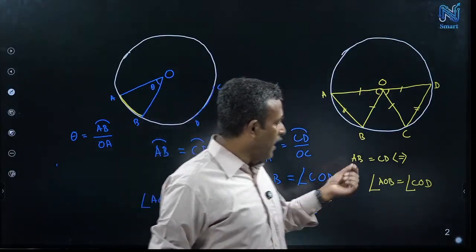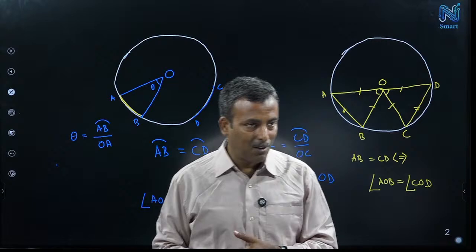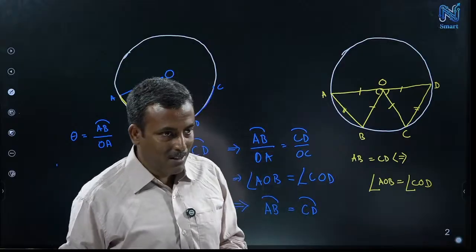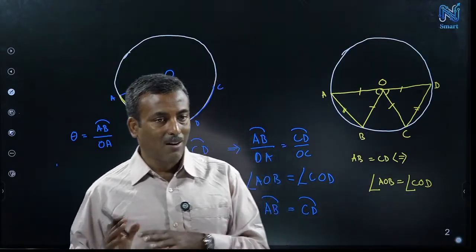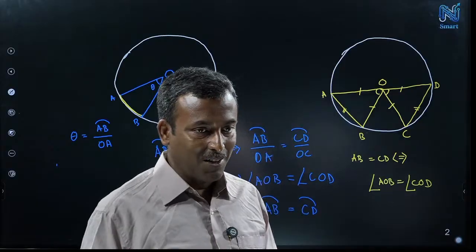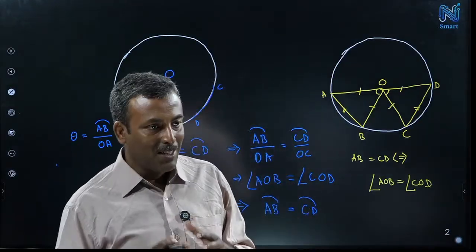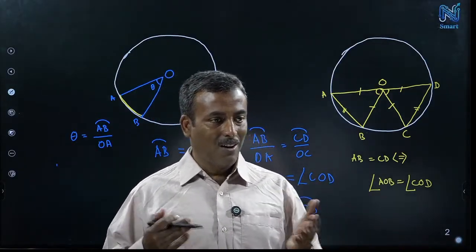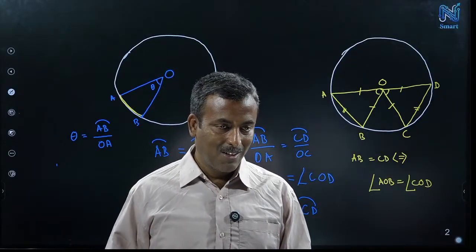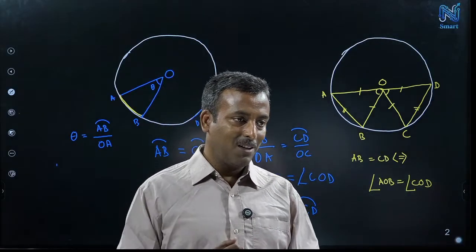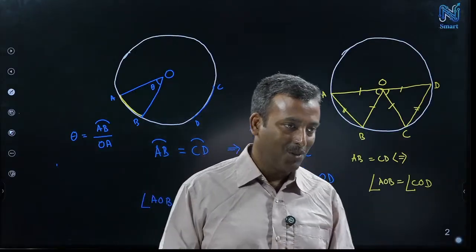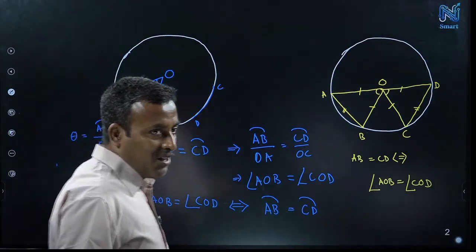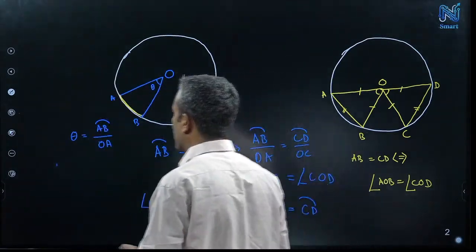That means if angles are equal, then the chords are equal. If the chords are equal, then the angles subtended at the center are equal, and if angles are equal, then the arc lengths are equal, and the arc lengths are equal if angles are equal. If chord length is equal, then the angle is equal and arc length also equal, and if arc length is equal, then angles are equal and chord also equal. So if one pair is equal, then the others also are equal. This is an important part.